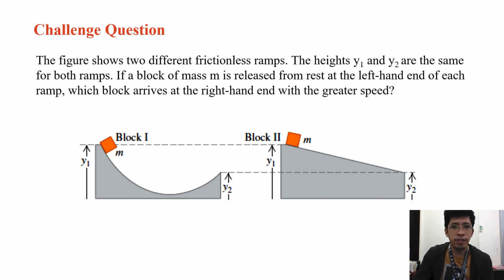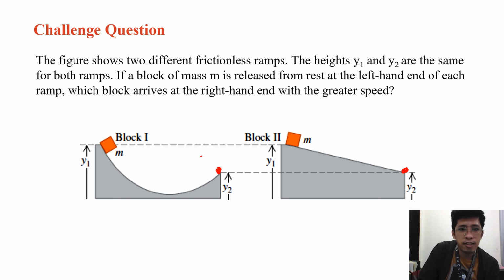So I'm going to leave you here with a challenge question. The figure shows two different frictionless ramps. The heights y1 and y2 are the same for both ramps. If a block of mass m is released from rest at the left-hand end of each ramp, which block arrives at the right-hand end with greater speed? So will the left ramp have a greater speed at this point here compared to this right ramp?